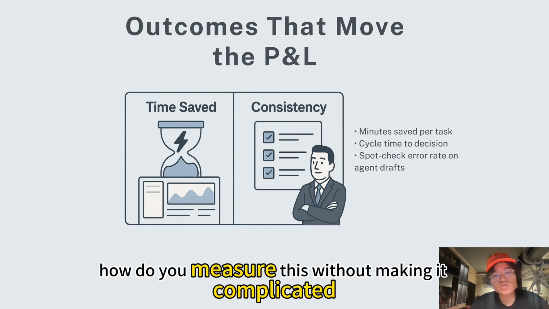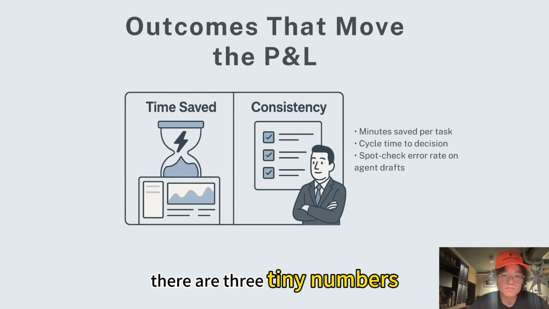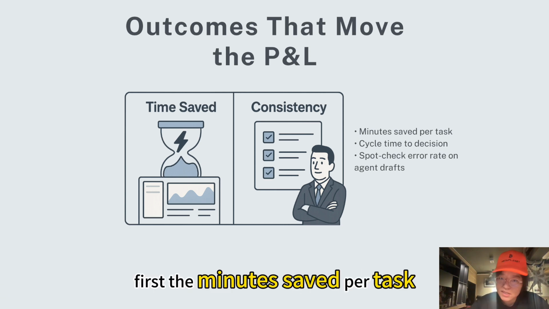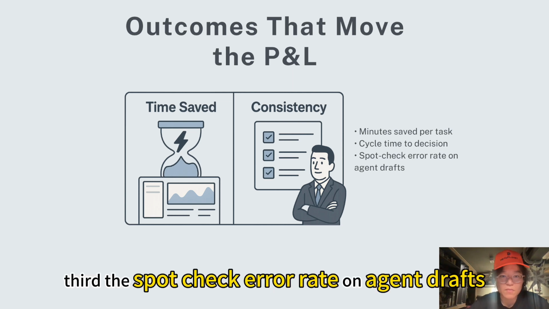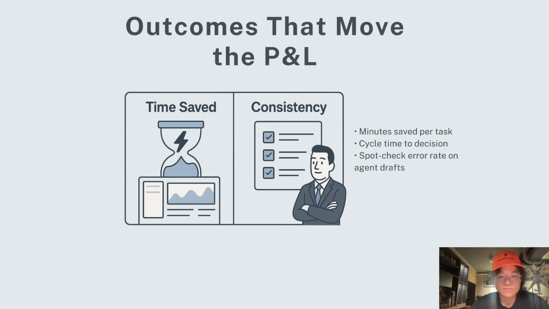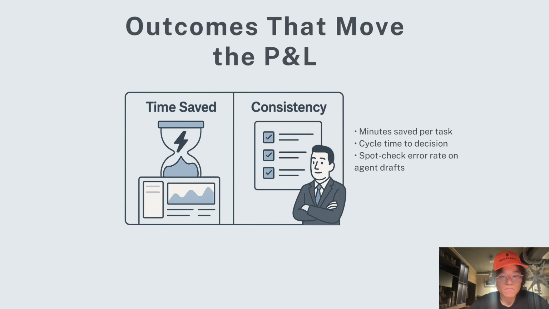So how do you measure this without making it complicated? There are three tiny numbers. First, the minutes saved per task. Second, the cycle time to decision. Third, the spot check error rate on agent drafts. And it's just very simple.